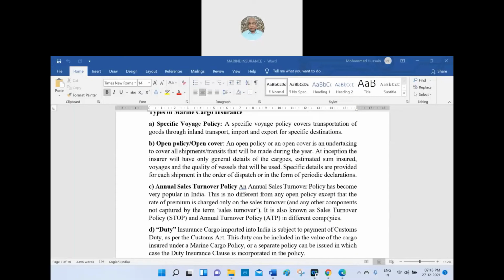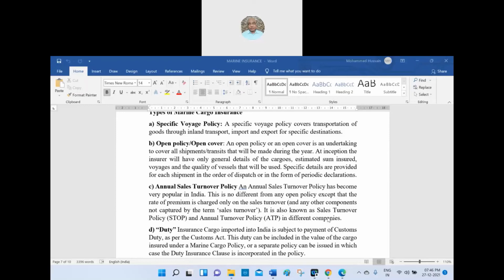Then B, open policy or open cover. An open policy or an open cover is an undertaking to cover all shipment transits that will be made during the year. At inception, the insurer will have only general details of the cargoes, estimated sum insured, voyage and qualifying vessel that will be used. Specific details are provided for each shipment in order of dispatch or in the form of periodic declarations. So in the open policy, it may be agreed for a year or month or any other terms and conditions they could put in the open policy.